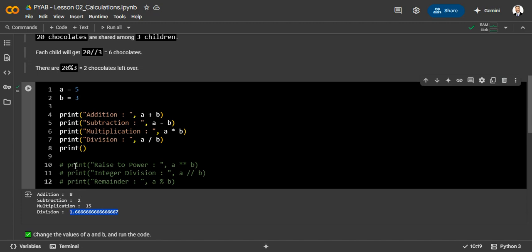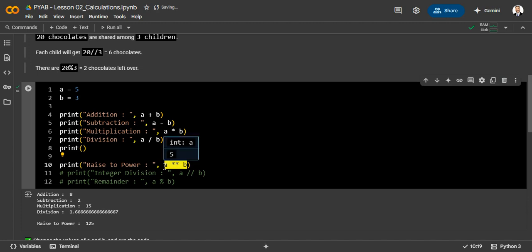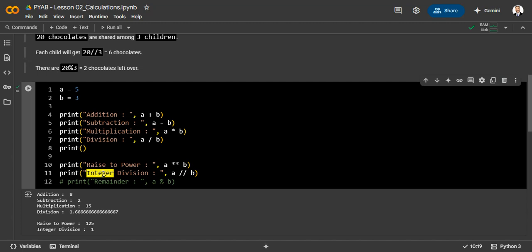Next we will uncomment these one by one and run it. I will uncomment this portion, run it. So you can see raised to the power is 125. Meaning this is 5 to the power 3, 5 times 5 times 5, which is 125. Now we do integer division. When you divide 5 by 3, the whole number would be 1. This is integer division.